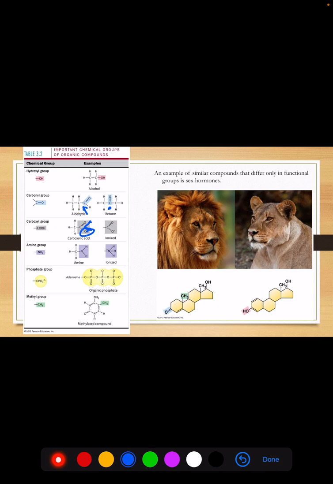So we can see in this example, we have a male and female lion. Both of them have been identified with their gender when they were developed based on these sex hormones right here. We have testosterone and we have estrogen. Notice the only thing different basically are these functional groups. And so that is the biggest difference between those 2 molecules.